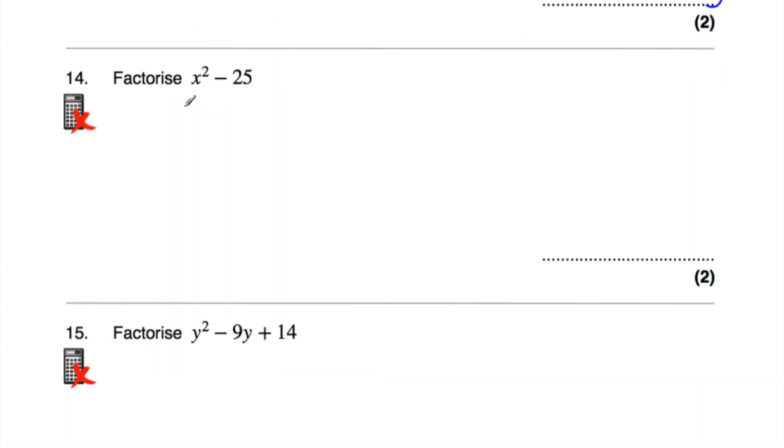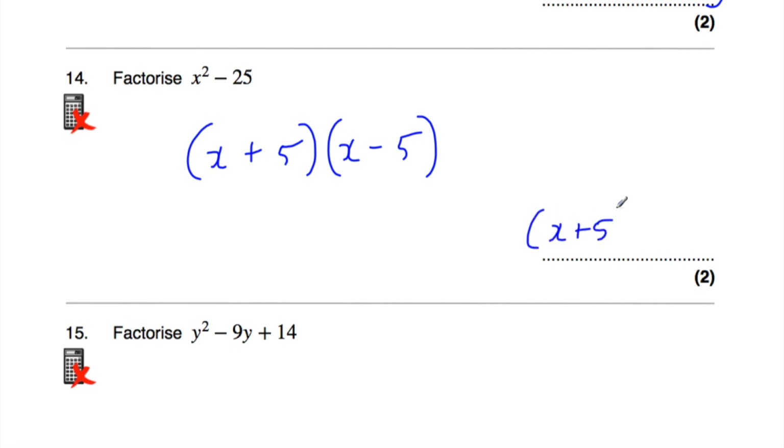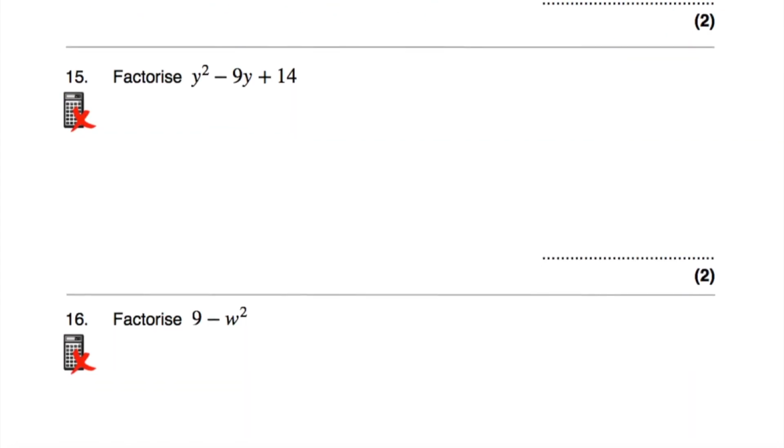So question number 14 is the difference between two squares question. So we're going to put our brackets down. And because it's x squared, we're going to put x at the front of both brackets. Now we've got minus 25, so it's a difference between two squareds. The square root of 25 is 5, so we're going to put 5 in both brackets. And we'll put one with a plus sign and one with a minus sign. If we expand these brackets, we'll get x squared minus 25. So if we're asked to factorize x squared minus 25, the answer will be x plus 5, x minus 5, and that's it. Okay, let's have a look at our next question, question number 15.